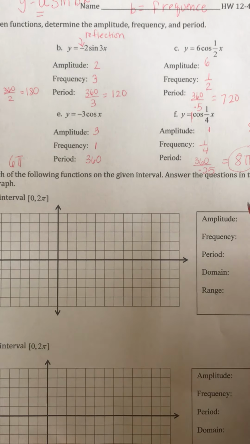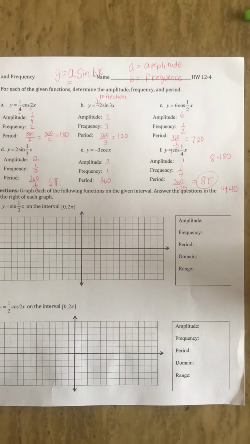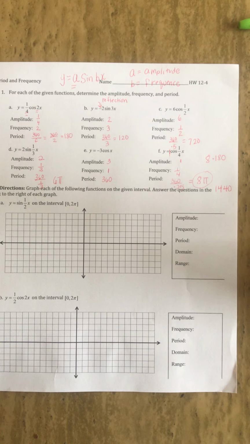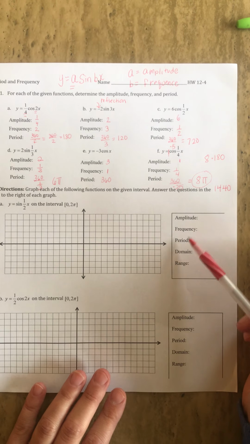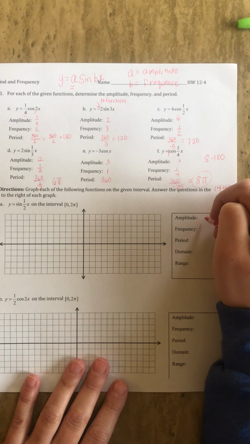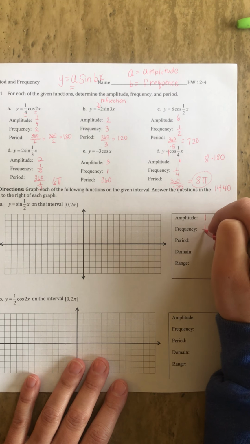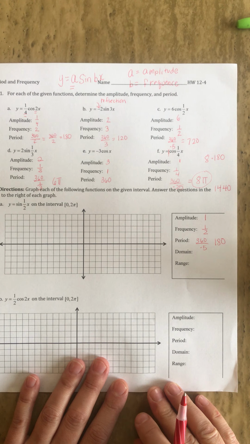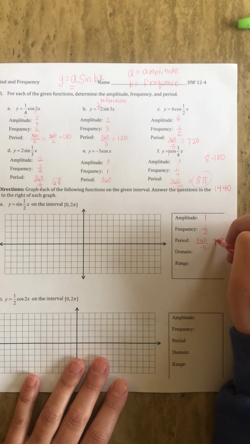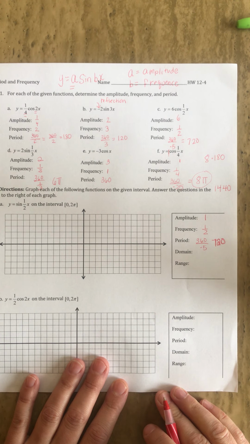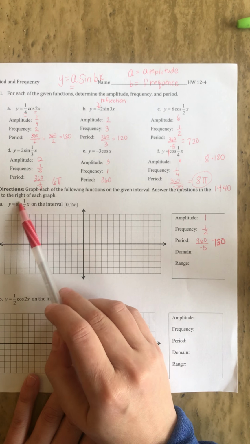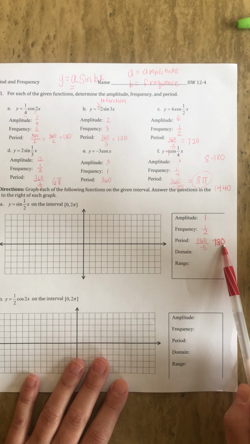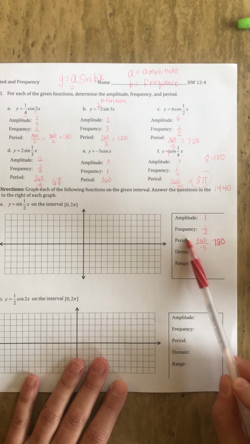Okay, so now we're going to go ahead and do some graphing based on this. This little area right here is asking for the amplitude, the frequency, the period, the domain, and the range. So my amplitude is 1. The frequency is 1/2. So the period is 360 divided by 0.5, so that's 720. And that means in order to see this entire sine curve, you have to go from 0 to 720. You're only going to see half of that.